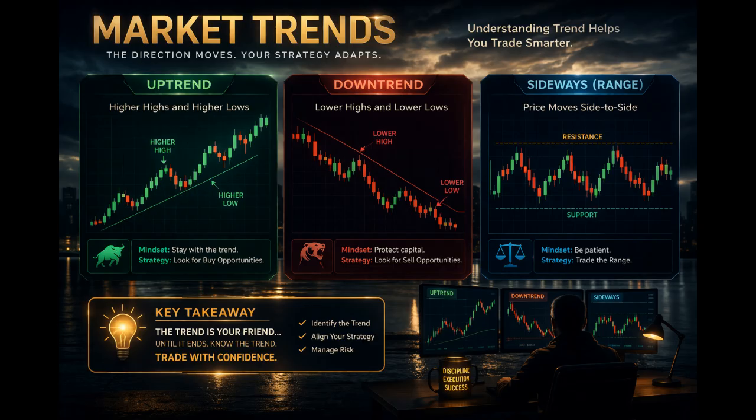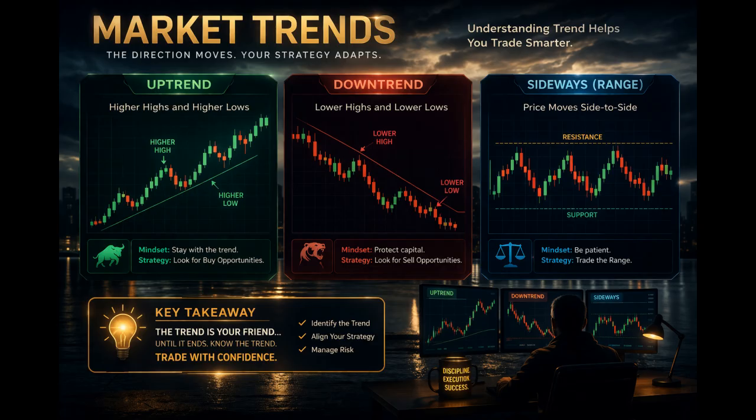Downtrend. A downtrend occurs when price forms lower highs and lower lows, indicating strong selling pressure. For example, Bitcoin moves from $72,000 to $70,000 to $68,000 to $66,000. During downtrends, traders may look for selling or short selling opportunities.